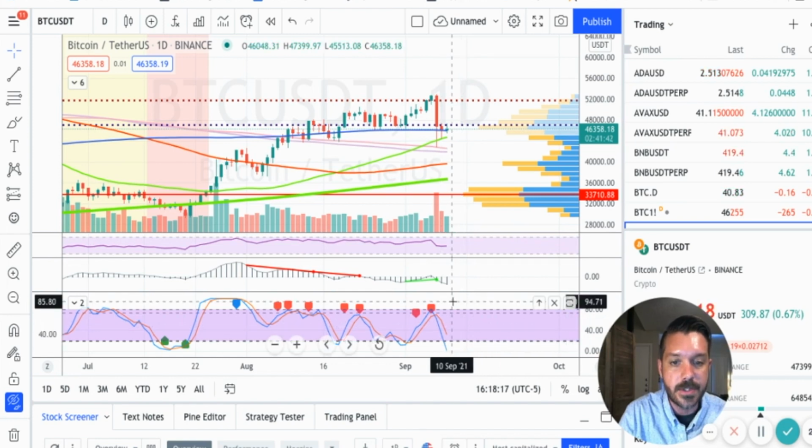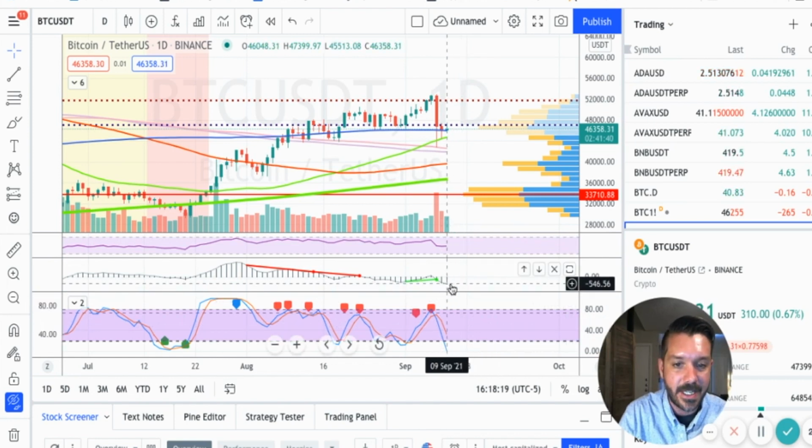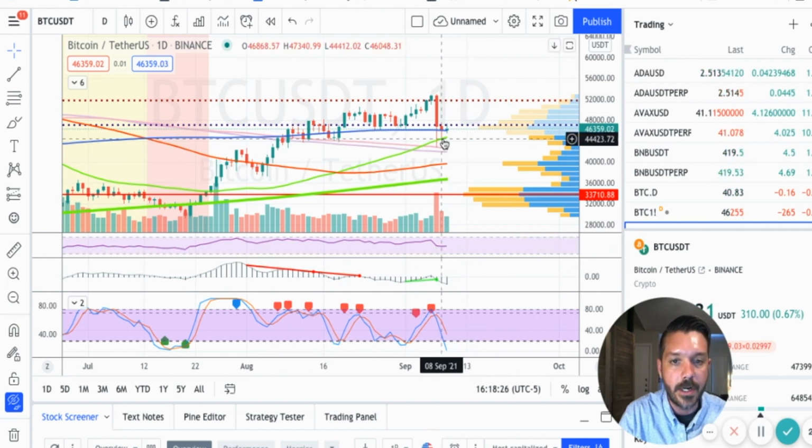We're oversold. You can see that we're kind of bottoming out on the histogram. It looks like the RSI is starting to bottom out a little bit. We just bounced off the 50-day. We're above the 20 and 21 week SMA. We're right on this resistance line.